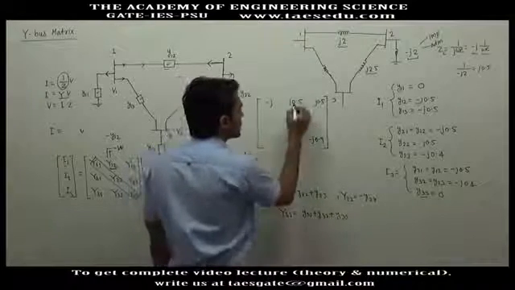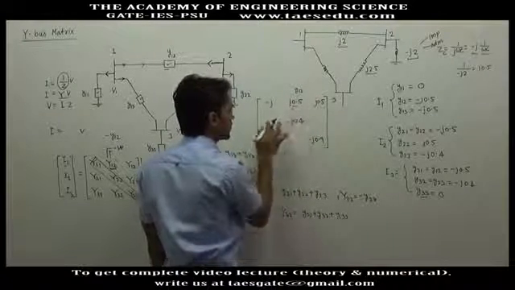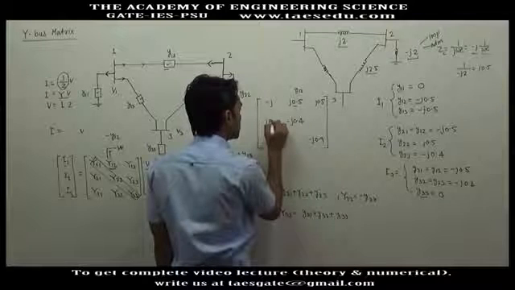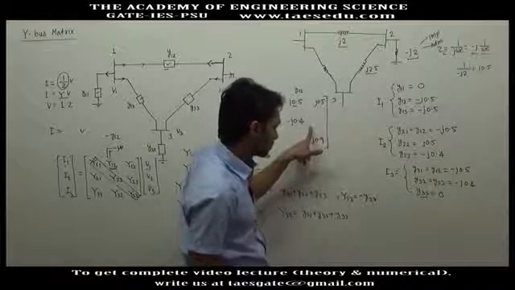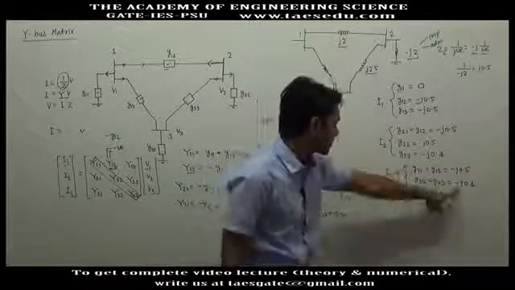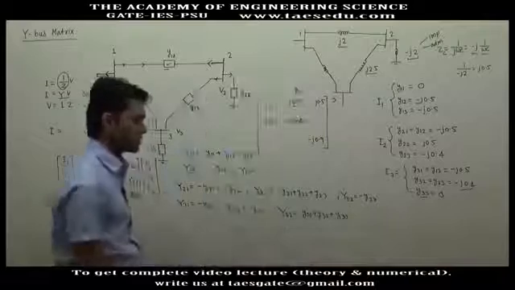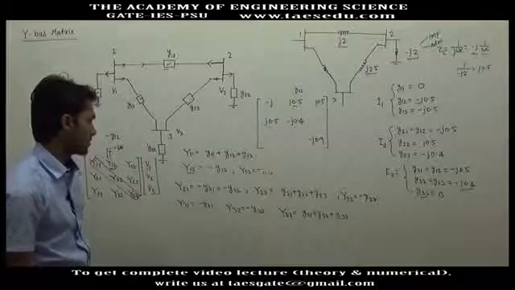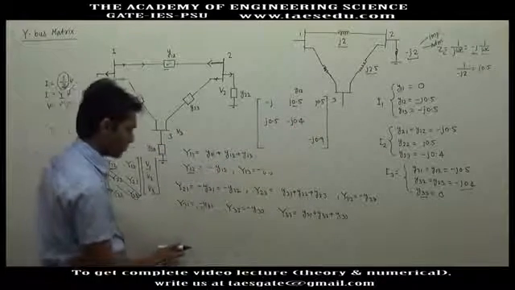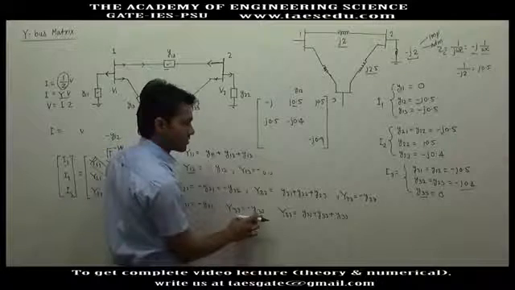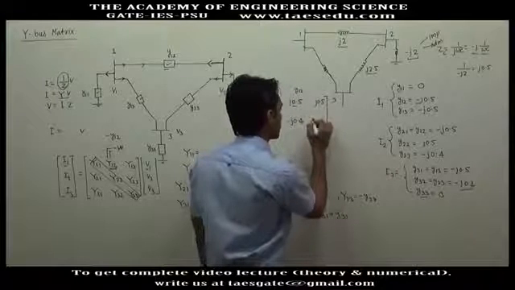In the off-diagonal elements, this is Y12 and here you have Y21. Y12 and Y21 are the same. This is j 0.5. Here you have to write Y23. Small y23 is minus j 0.4, but here you have to represent capital Y23. So capital Y23 is the negative of small y23. If you take the negative of this quantity, you will get positive j 0.4.